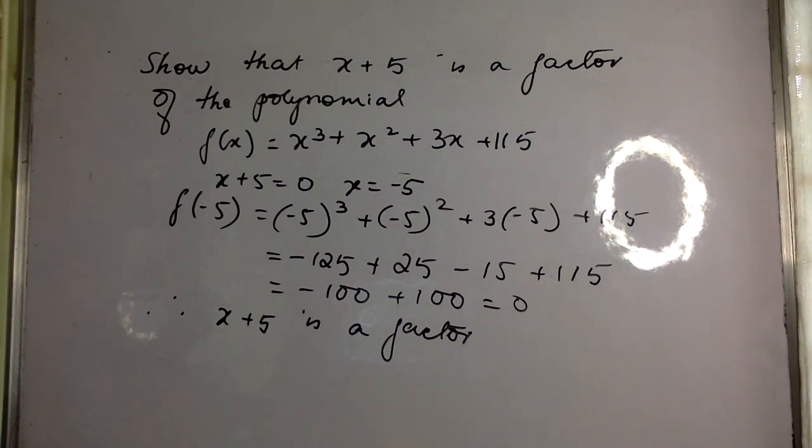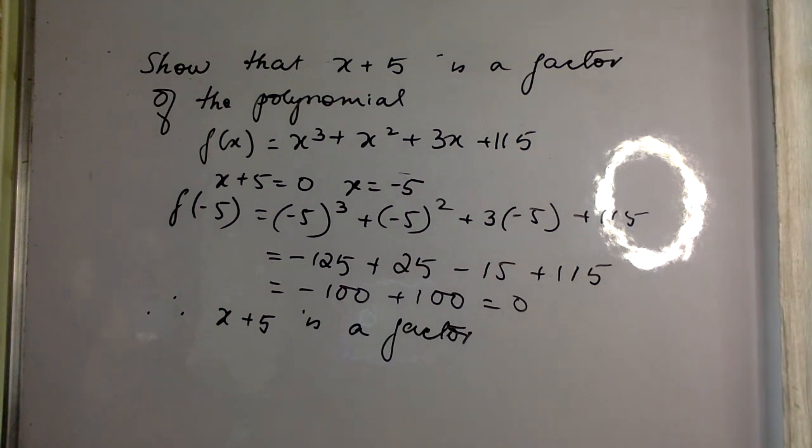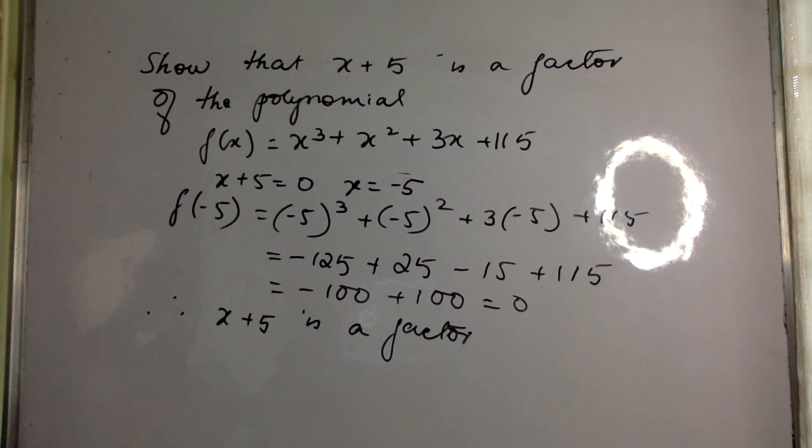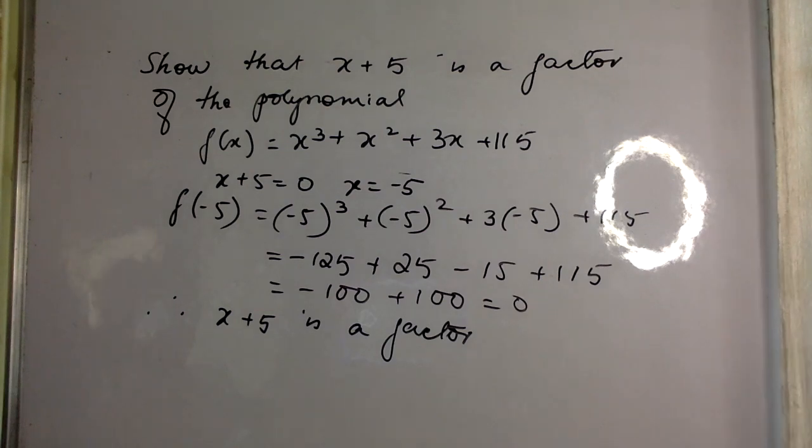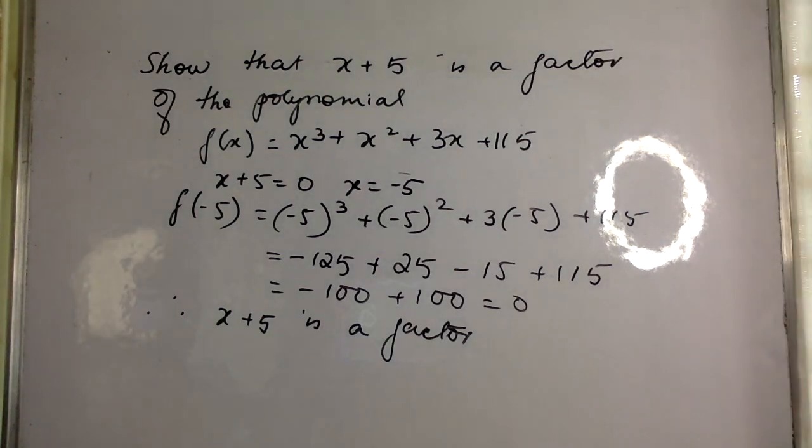You'll see factor theorem and remainder theorem are one step away. In remainder theorem, we find the remainder. In factor theorem, we try and find out the remainder to be 0 and then say yes, it is a factor. So it is just one step away.